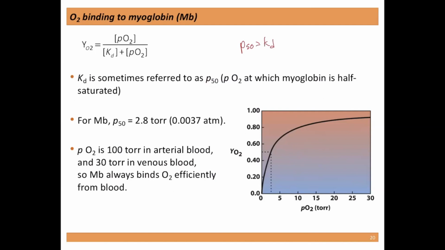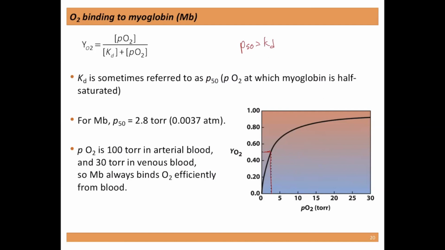So for myoglobin, the P50 is 2.8 torr, meaning you don't need very much concentration of oxygen to half saturate. That means that myoglobin's got a pretty strong binding affinity for oxygen. It doesn't really like to let it go.